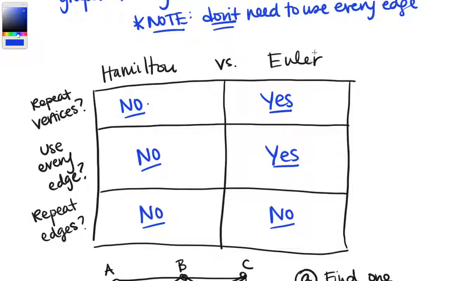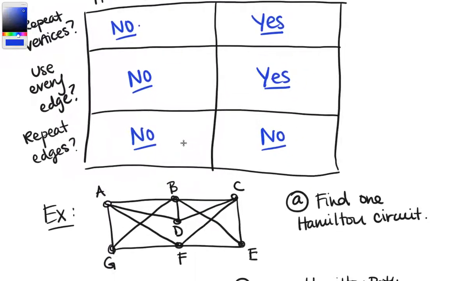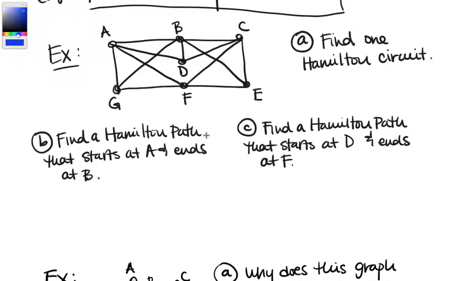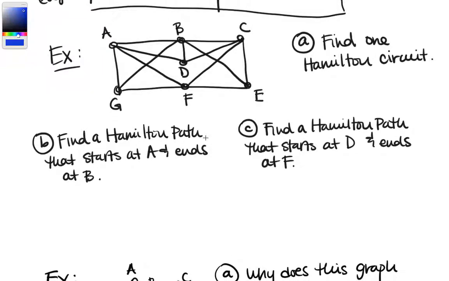Okay, so for Euler, it's about using all of the edges, and that's what we care about there. For Hamilton, it's about using all of the vertices, each one only once, and that's what we care about in this section. And let's go ahead and do our first example.